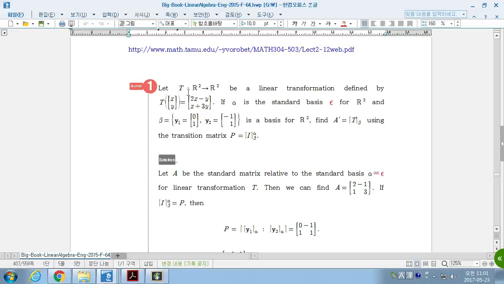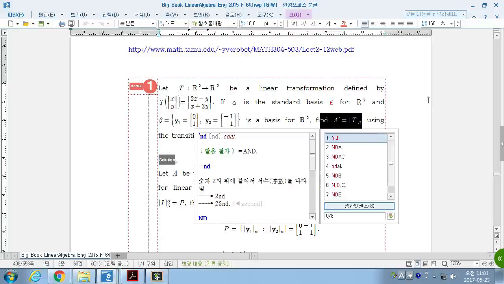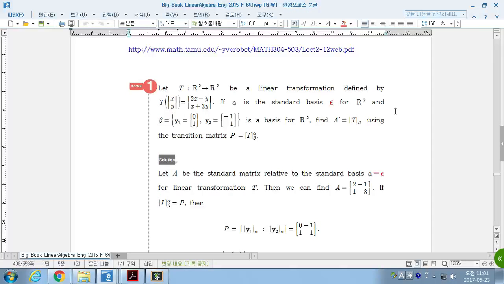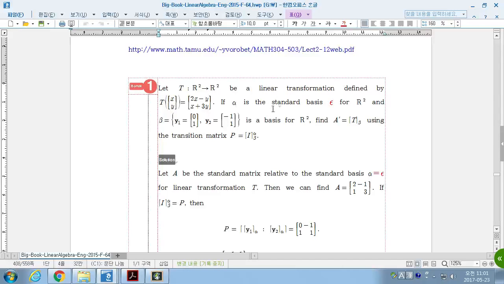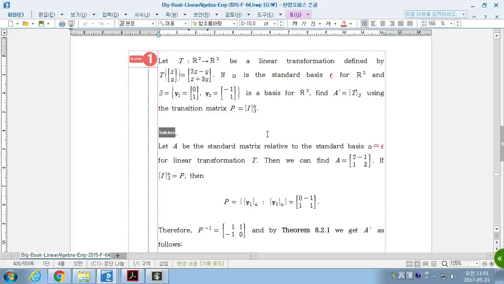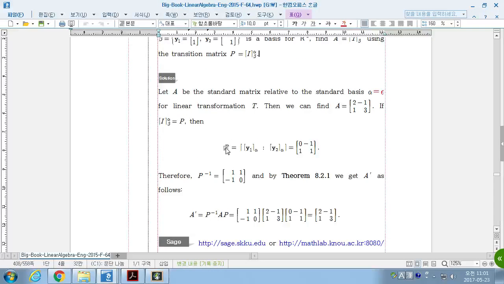Here's an example. Let T be a linear transformation from R2 to R2 defined by this. And alpha is the standard basis, epsilon, for R2. And beta is another ordered basis for R2. Then find A prime. How? All you have to do is find the transition matrix and the standard matrix A, and find P inverse AP. So how to find the P?